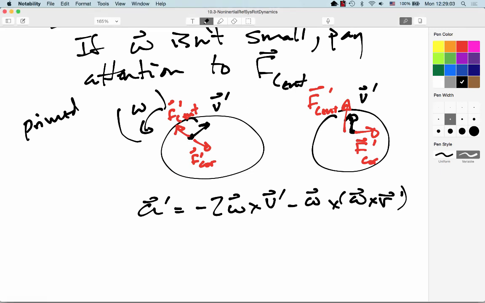Okay, in the next pair of videos, we will be doing this to a very specific example of looking at the Earth's rotation and then leveraging that into describing the motion of the Foucault pendulum, which is one of the very few ways that we can actually prove that we live on a rotating Earth.